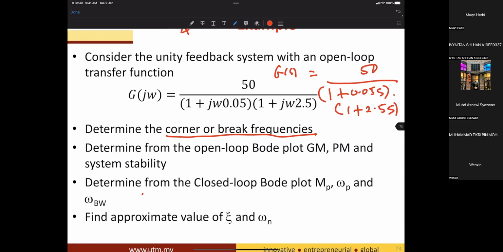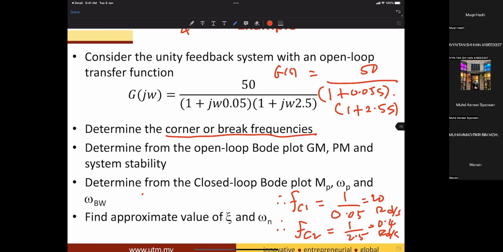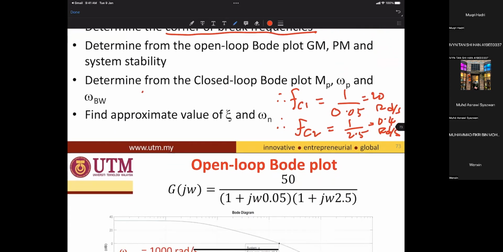Simichin, what is the first break frequency? 20. How did you get 20? 1 over 0.05 gives 20. Correct. Corner frequency 1 is 1 over 0.05, 20 radian per second. Wengjin, corner frequency 2? 0.4 radian per second. Okay, that is how you calculate the corner frequency, 1 over 0.05 and 1 over 2.5. Then the plot is given as shown here.